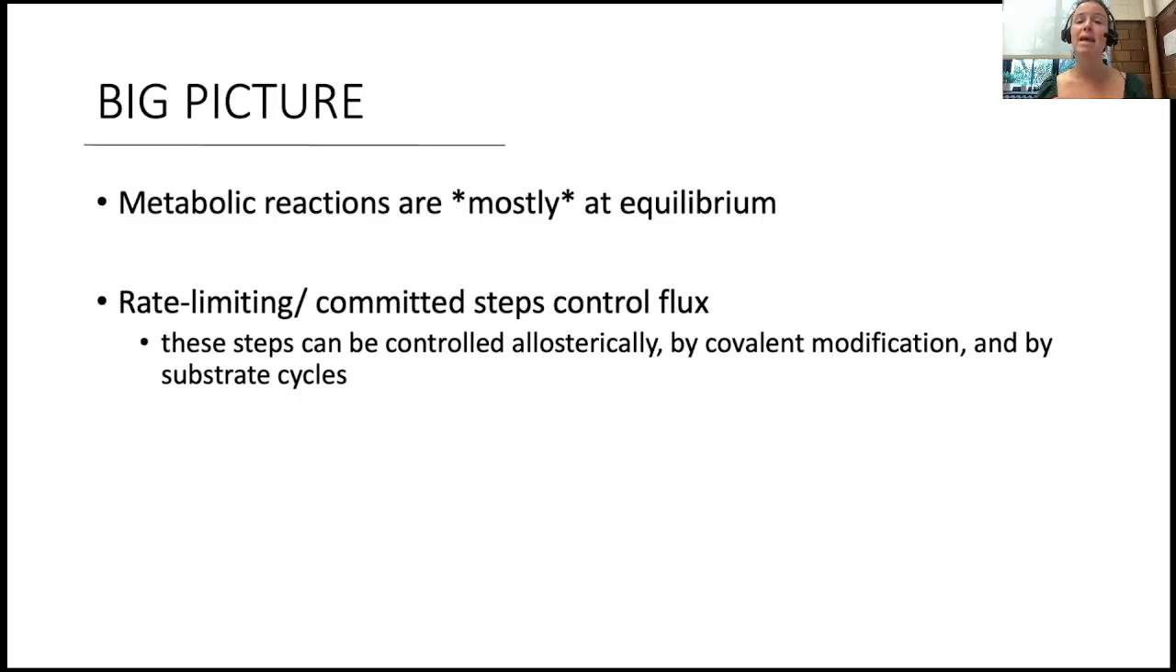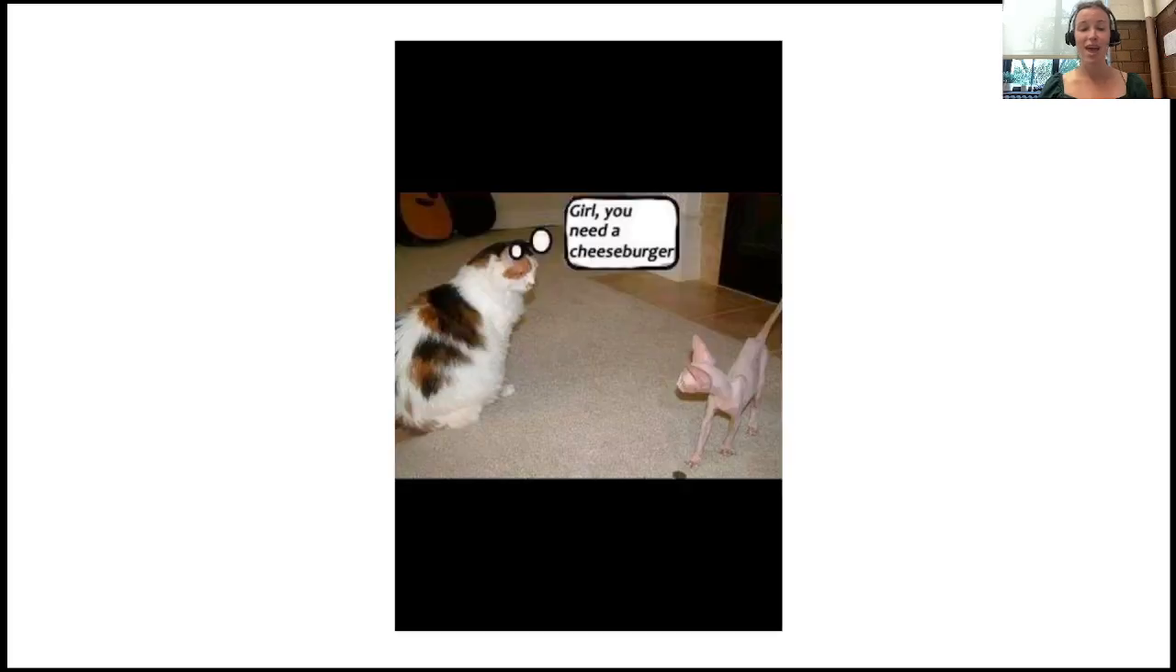We've learned that many metabolic reactions are at equilibrium. However, those rate determining steps are the important ones for controlling flux. And we'll focus on rate determining steps for sure for the rest of this course. We learned some ways that we can control flux, most of which we already knew, right? Targeting them for inhibition or activation, covalent modification through phosphorylation, for example, and by substrate cycles. And that ends our introduction to metabolism.